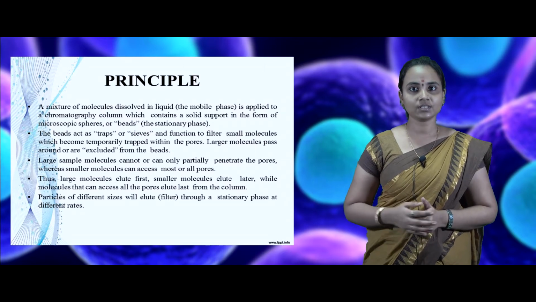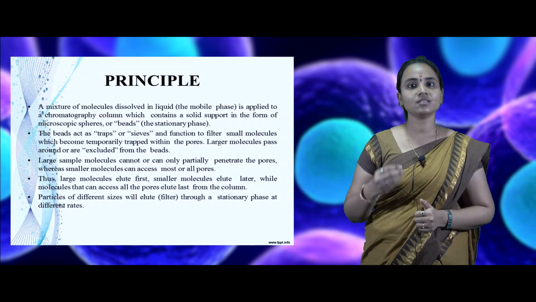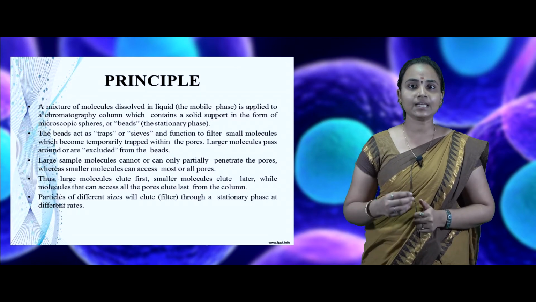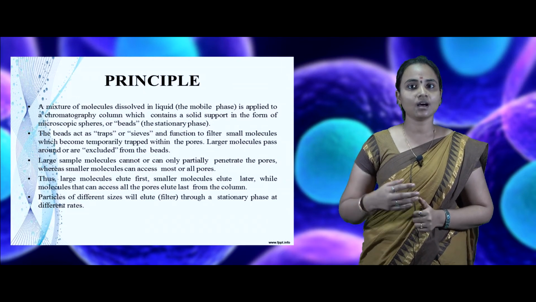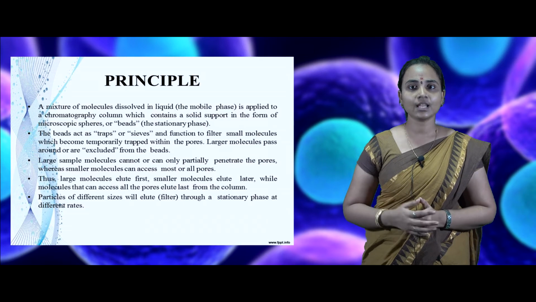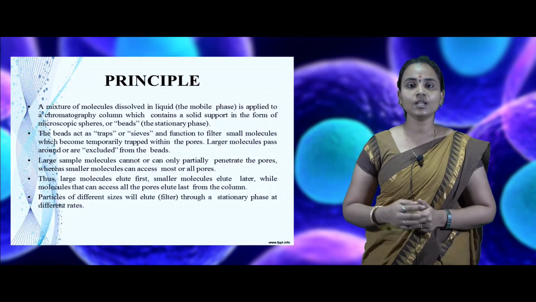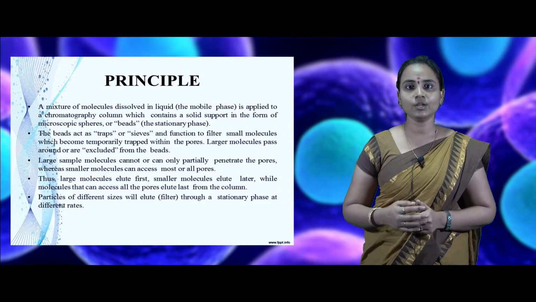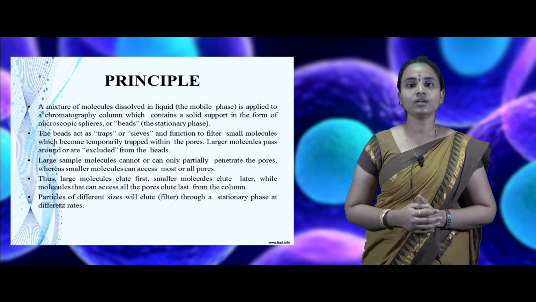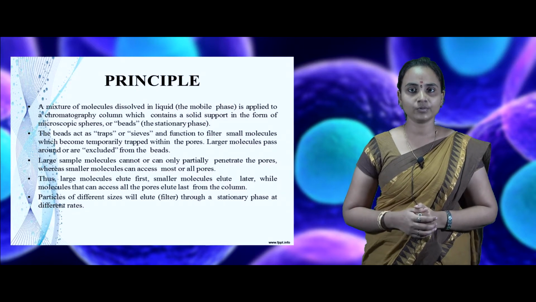In size exclusion chromatography, the beads that contain different pore sizes act as traps or sieves. They trap very small sized particles inside the pores of each bead, while large sized particles pass out of the beads and get eluted first. Likewise, size exclusion chromatography first elutes large sized particles, and traps the small sized particles, which are eluted later. This helps to separate compounds of different sizes at different time periods.